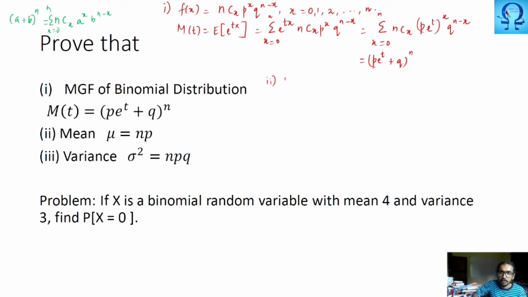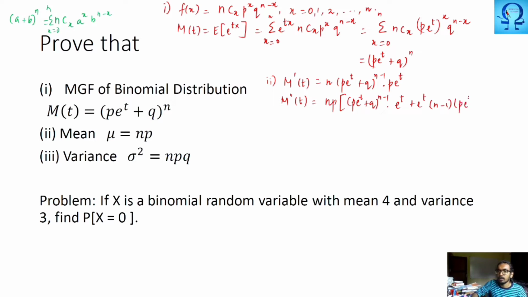Now we need to derive the mean. So let us find the derivatives of this one. The first derivative is n times (p e power t plus q) to the power n minus 1 product with p e to the power t. And the second derivative: here np is a constant, so we take it outside. Now it is in the product form. So let me keep the first quantity as it is, and the derivative of e power t is e power t itself, and let me keep this e power t as it is and differentiate the other one. So this becomes (n minus 1)(p e to the power t plus q) to the power n minus 2, and again when I differentiate this quantity I get p e to the power t.